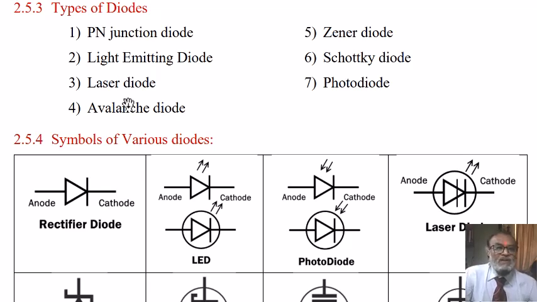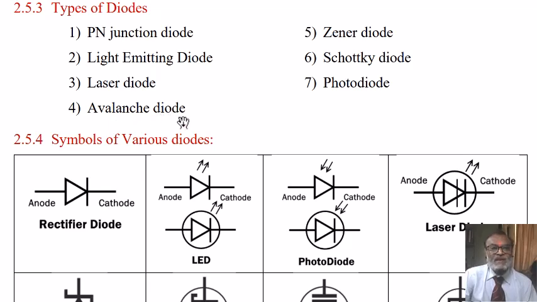Laser diode. Laser diode is similar to light emitting diode, which is made up of a special material. But this material is such that when this diode is forward biased, it emits the radiations in the range of laser frequency spectrum.